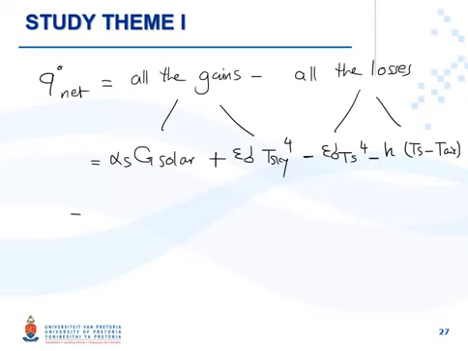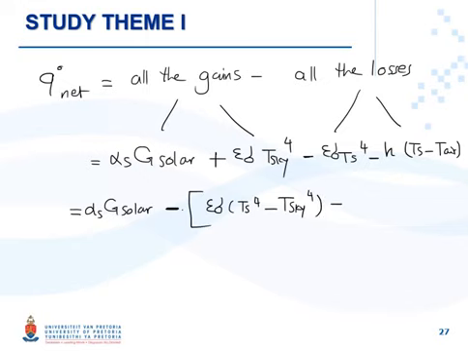So if we want to put it together, it will be alpha S G solar, plus, or we can say minus, we can put everything together, epsilon sigma Ts to the power of 4 minus T sky to the power of 4, minus, or plus, H Ts minus T air. So we have G solar, yes, 600, we have it.